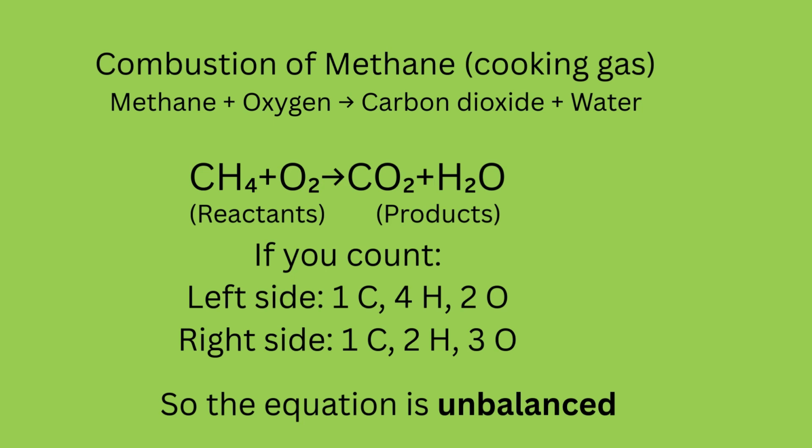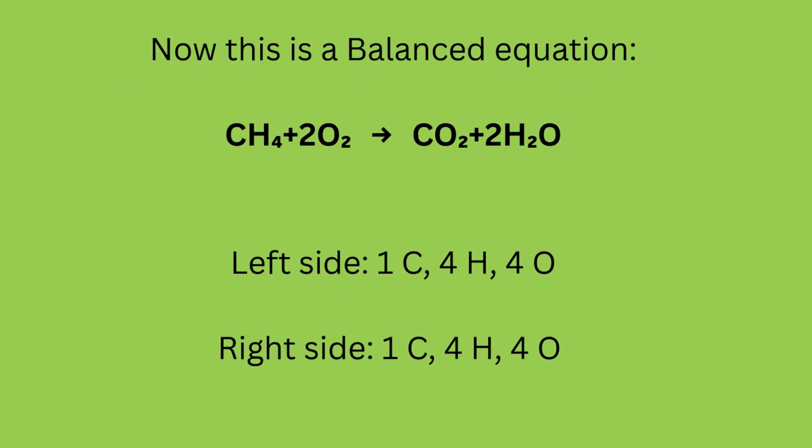If you count, we can see the left side has 4 hydrogen and the right side has 2 hydrogen. The left side has 2 oxygen and the right side has 3 oxygen. So the mass is not the same. That means the equation is unbalanced. Now this is a balanced equation. The mass of reactants is equal to the mass of products.